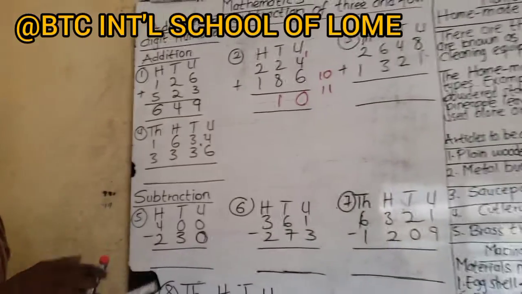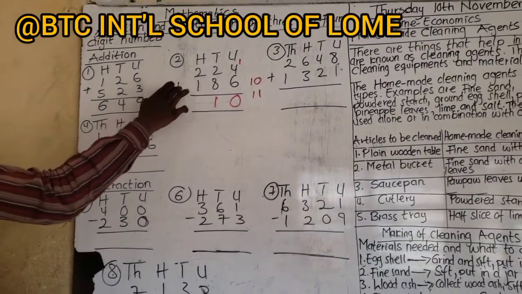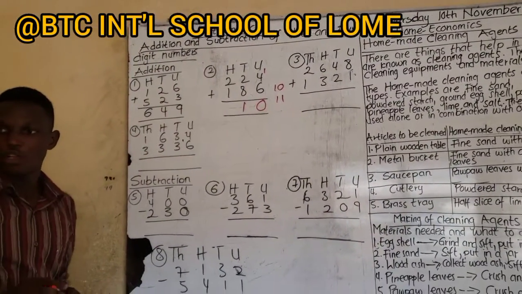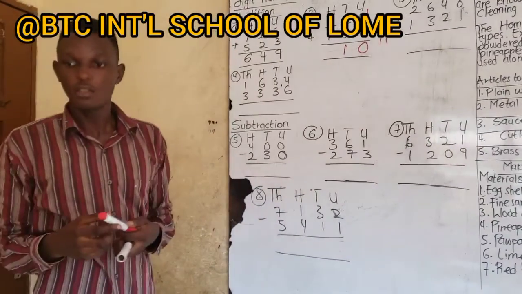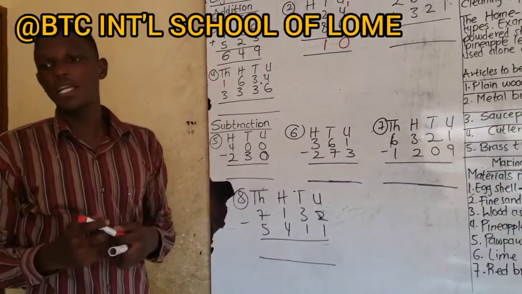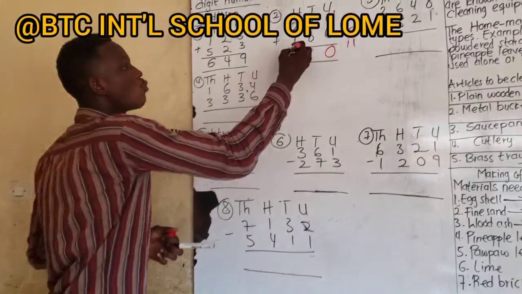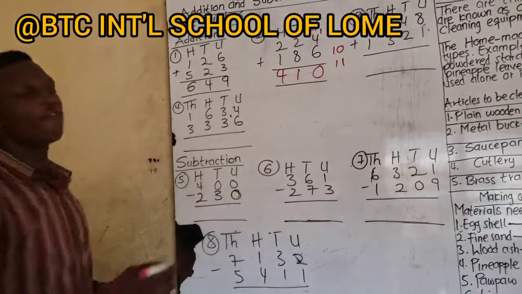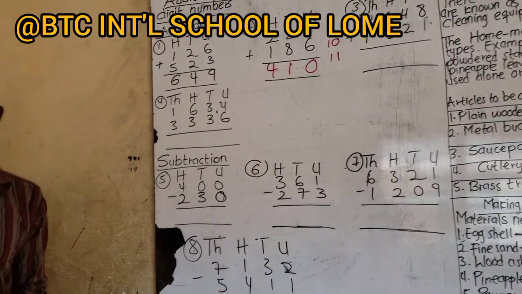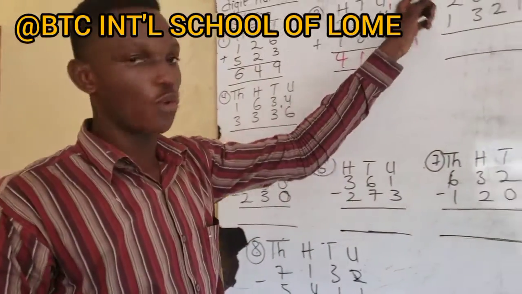So we are moving on to the last digit. We have 2 plus 1, which gives us 3. Plus the one we carried, making 4. So we have our final answer to be 410.